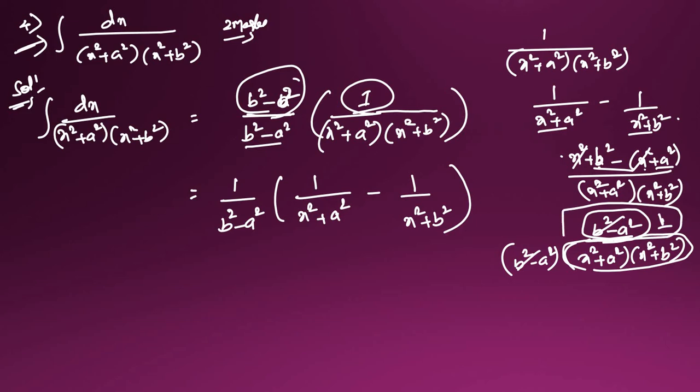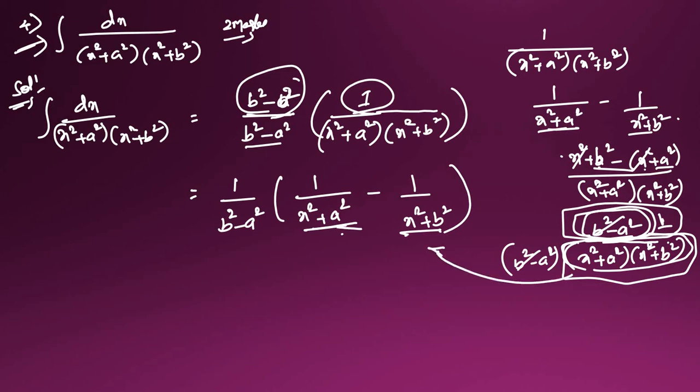So this one, please concentrate on this one. If I divide this one, with the minus, separating the numerator. Here if we do cross multiplication, we will get the answer of b square minus a square divided by x square plus a square into x square plus b square. This is what I am writing here.